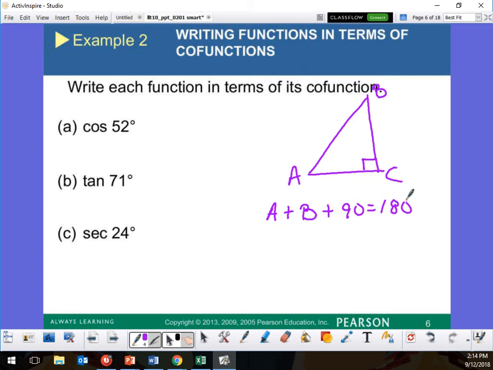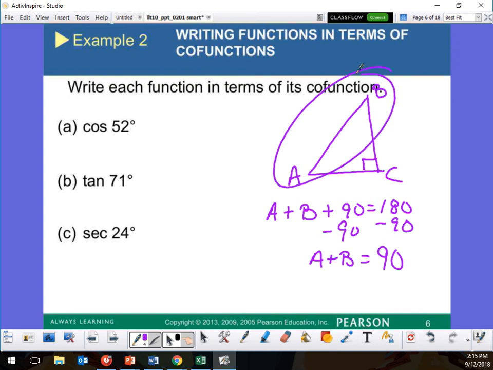So I can subtract 90 from both sides, right? Okay. So A plus B has to equal 90. This is the cofunction identity. That means that both these together must always add up to 90. Those two together will always add up to 90. So whichever one that we have, they are going to add up to that.